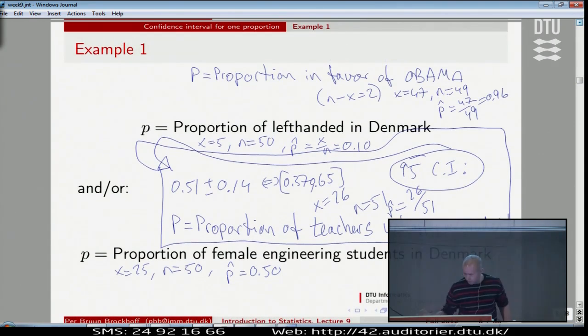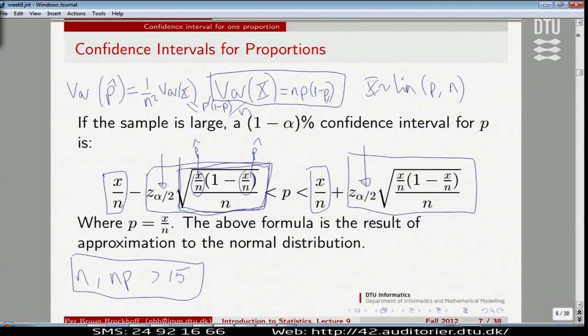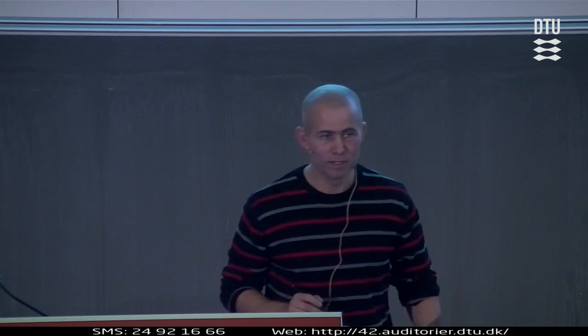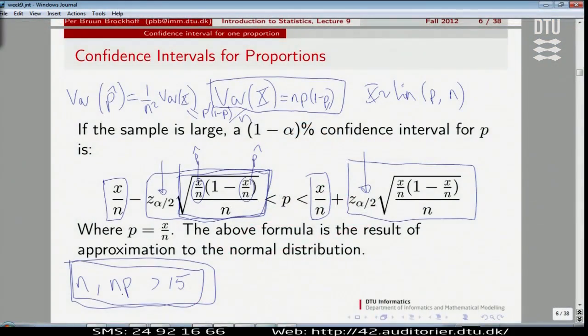Just a comment. I gave you a formula for finding the confidence interval, and then I told you that you cannot always use it. I was a bit too fast here in my point. Actually, the correct thing is to say that n times p and n times 1 minus p should both be larger than 15, not the n itself.